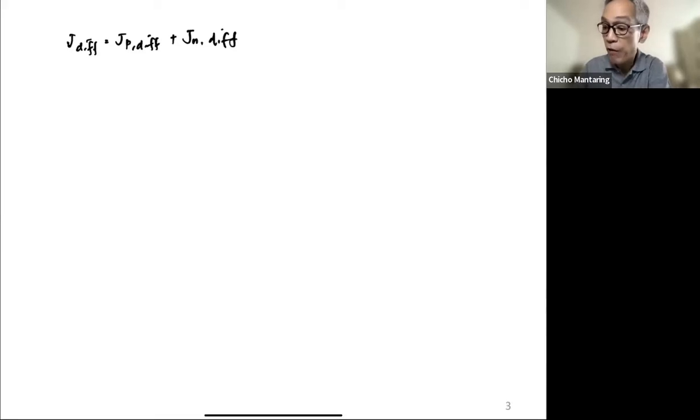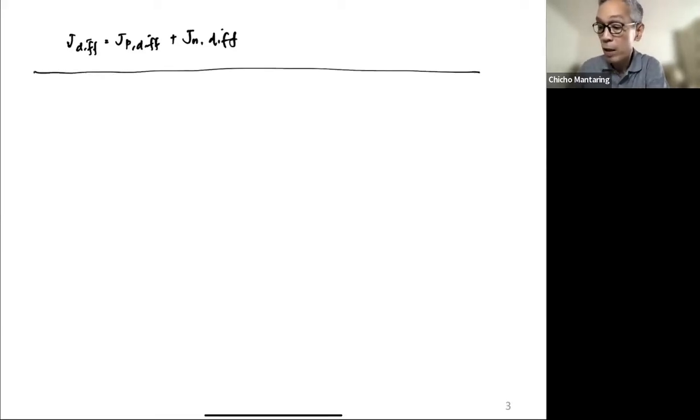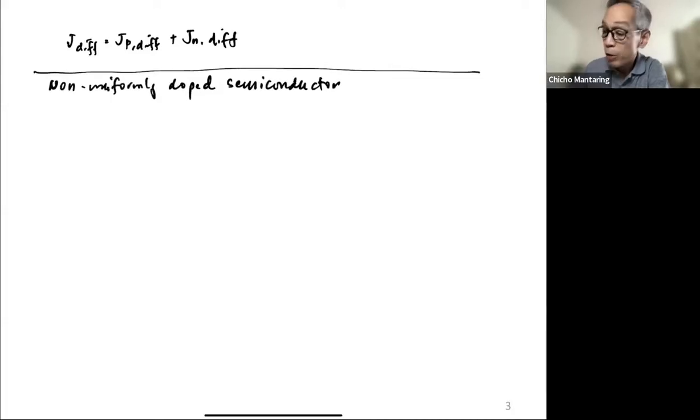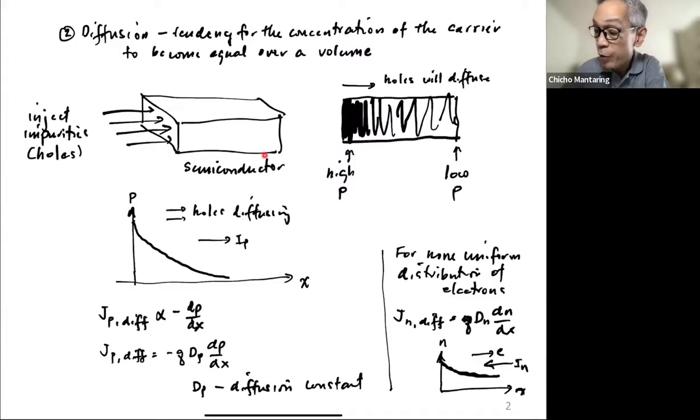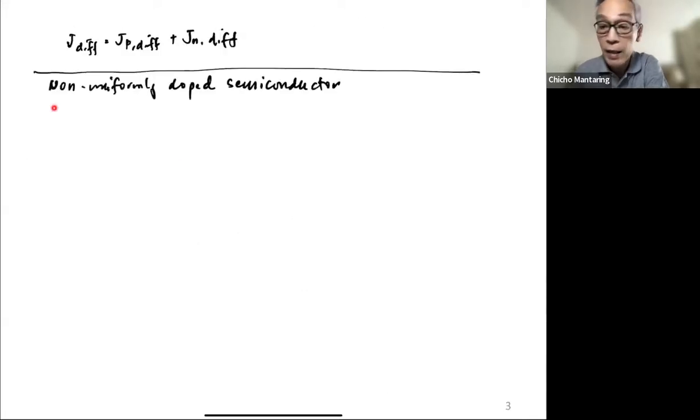Okay, let's take the case of a non-uniformly doped semiconductor. This is different from injection. Here we're injecting impurities into one of the surfaces. There are several ways of doing that. We'll take that up later on, but this is a case of injection. Here, the semiconductor material to start with is non-uniformly doped.